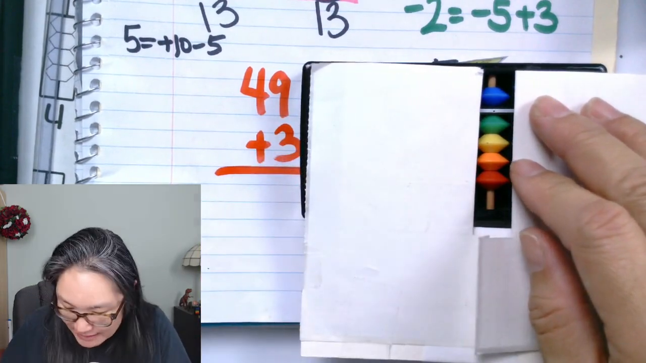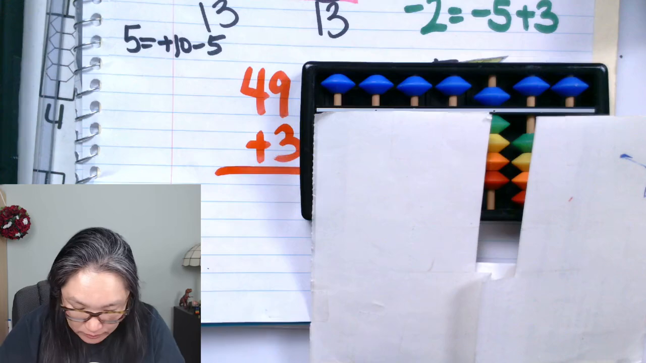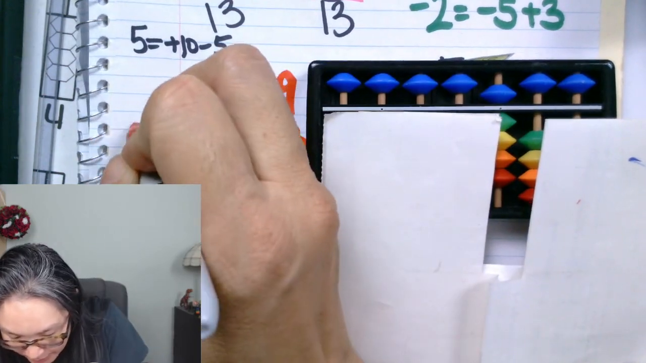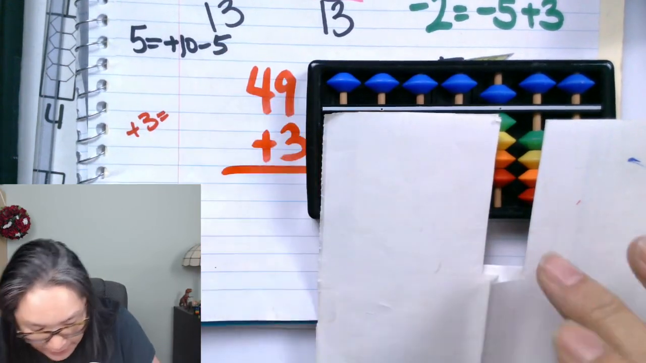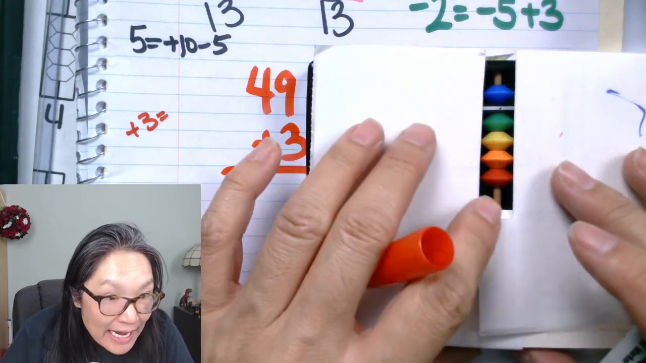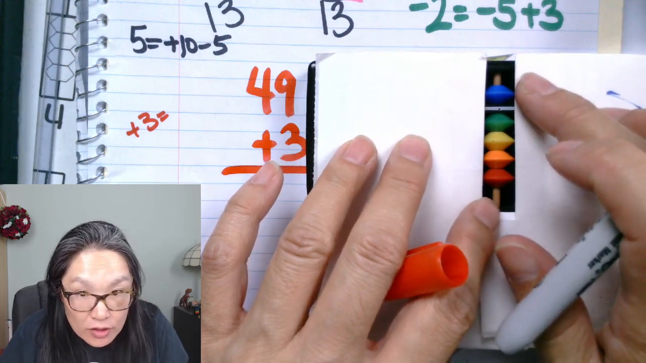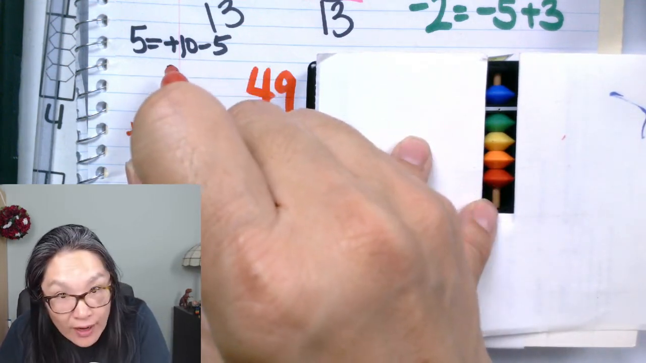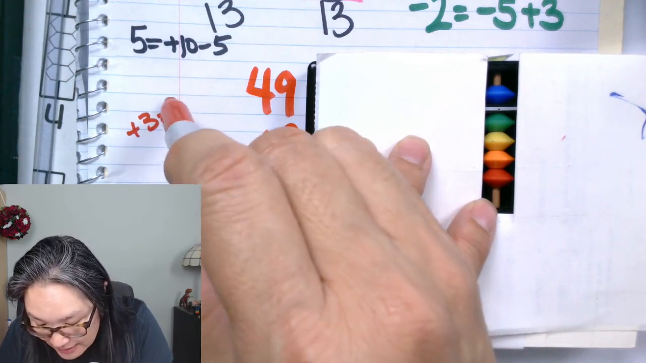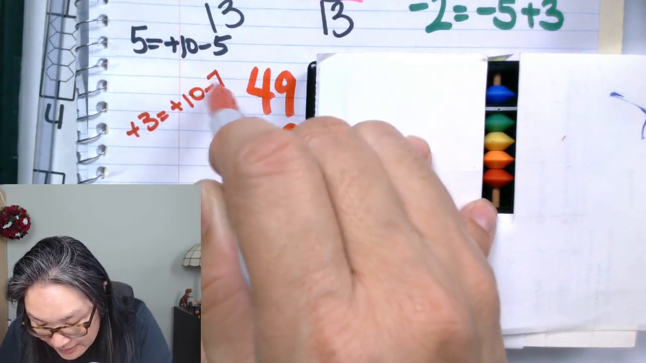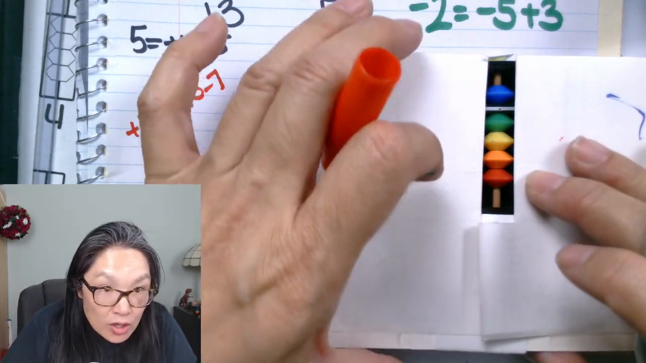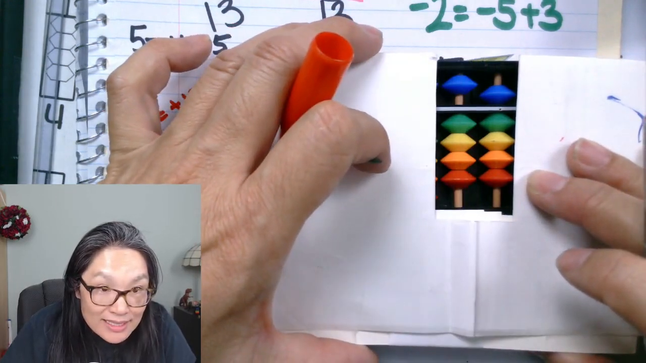What is the formula to add 3? Plus 3. Here's a question. Can I add the 5? No, I cannot add the 5. So I cannot use a 5. I need to plus the 10 minus the 7. That's what I need to do. So what's going to happen is I need to plus the 10.